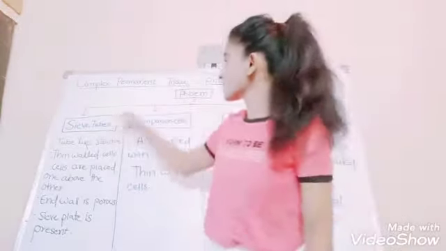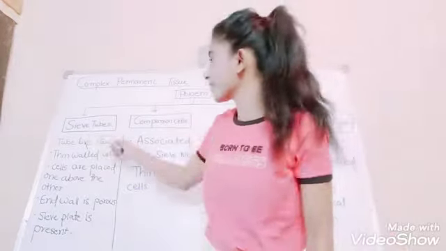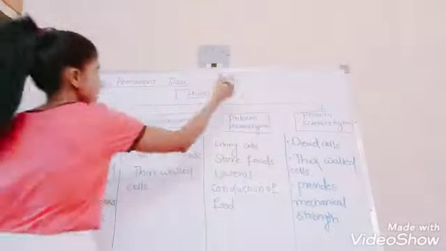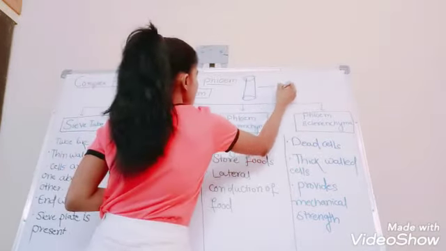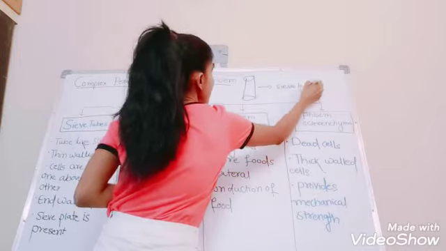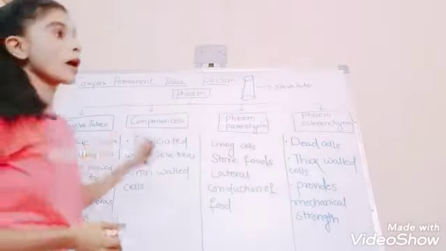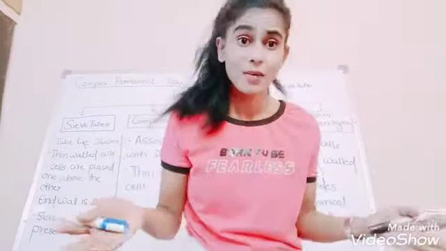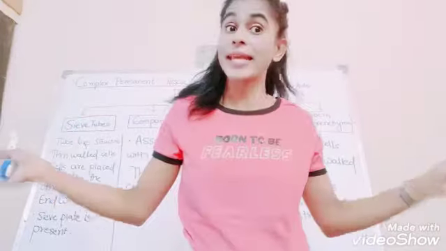So the first cell is the sieve tubes, and the name itself tells us it's a tube-like structure. Please see it here. It's a tube-like structure. Second point, thin-walled cells. The walls of these sieve tube cells are very thin, very light.